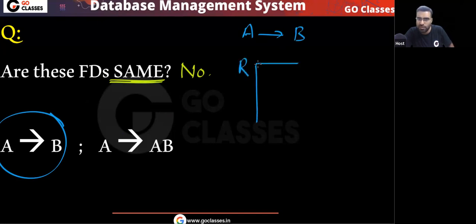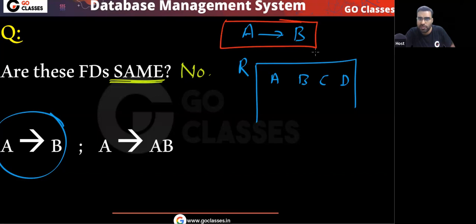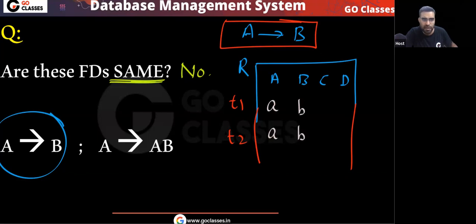Means if you have this table, let's assume A, B, C, D, some table you have, then what does this say? This says that if two tuples have same A value, then that should have same B value. Yes or no? If two tuples have same A value, then they must have same B value. Agree with me?